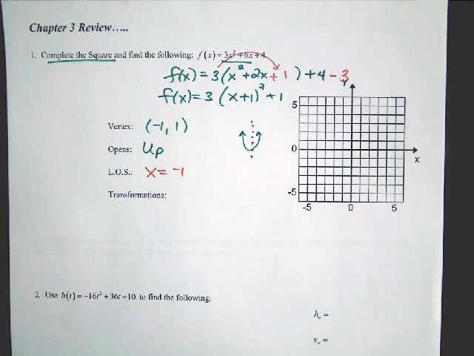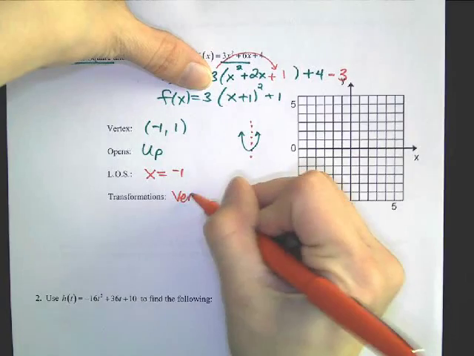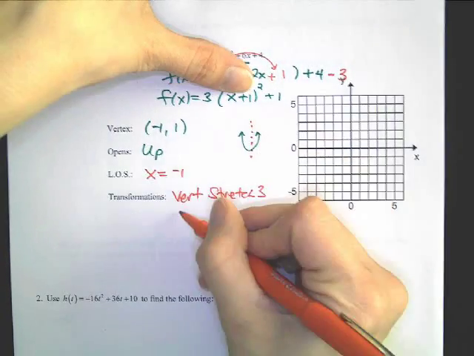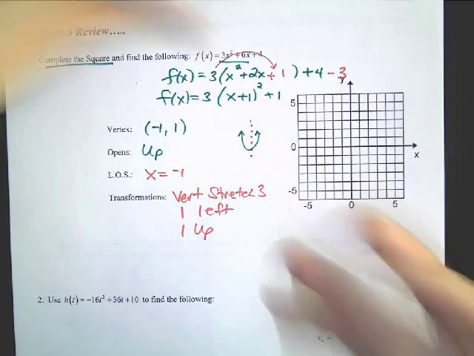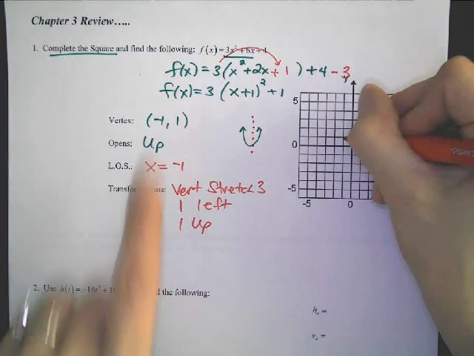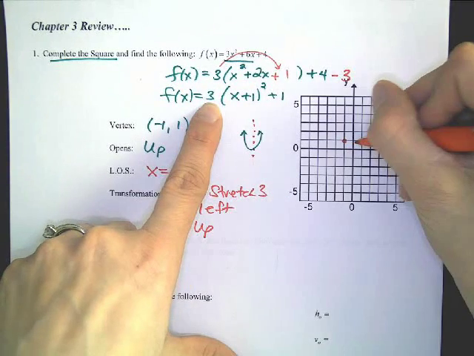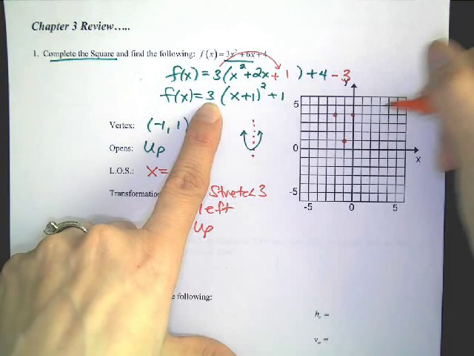The transformations that this graph has, there's a 3 out in front. That's a vertical stretch. Vertical stretch by 3. 1 to the left, and 1 unit up. Okay, those are all the transformations, no reflections. So we go 1 to the left, 1 up. The graph opens up with a vertical stretch. So over 1 up 3. Over 1 up.